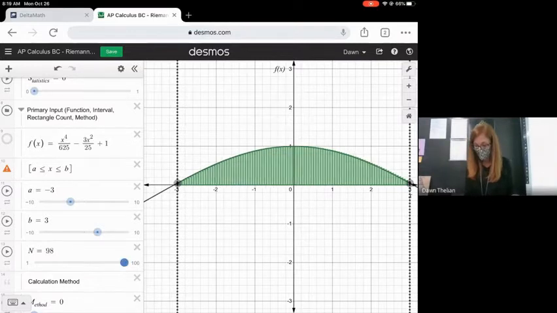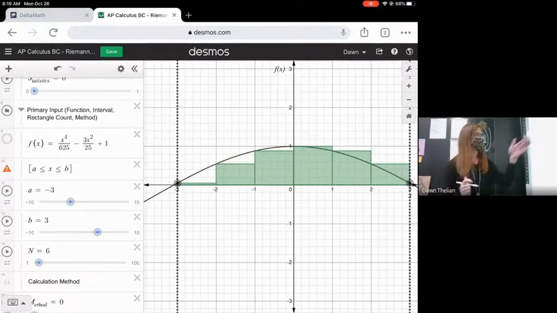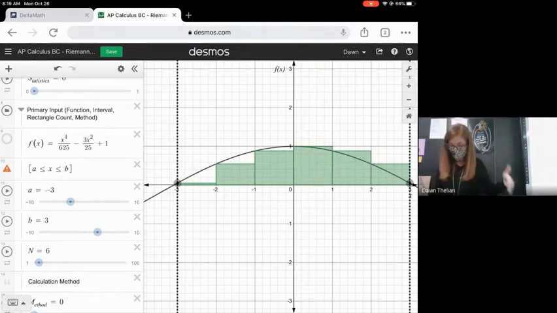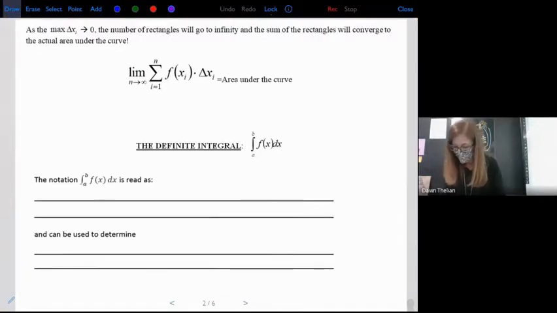Now, when we scroll back and we see that we're really making rectangles, that's when the error in the approximation is showing. The idea is that as this goes to infinity, the number of rectangles underneath, we're actually converging to the actual area underneath the curve. So it says as the max, delta x goes to 0. So remember, delta x are the bases of our rectangles.